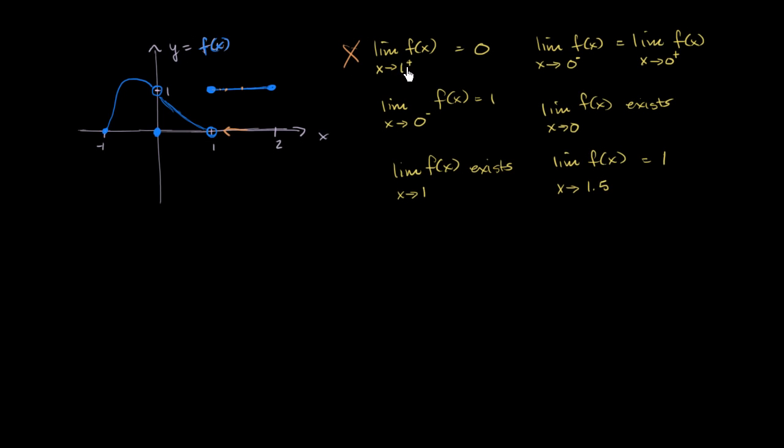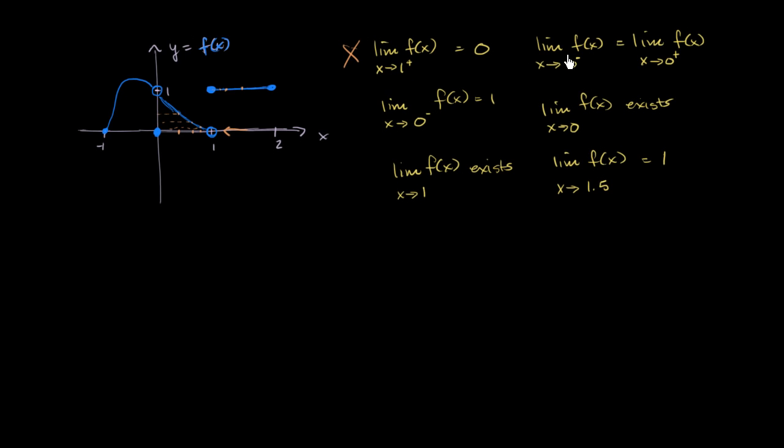This would be true if instead of saying from the positive direction, we said from the negative direction. From the negative direction, the value of the function really does look like it is approaching 0. If we're approaching 1 from the negative direction, when x is right over here, this is f of x. When x is right over here, this is f of x. When x is right over here, this is f of x. And we see that the value of f of x seems to get closer and closer to 0. So this would only be true if we were approaching from the negative direction.